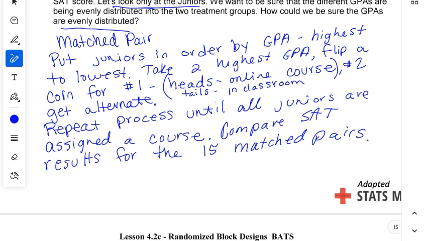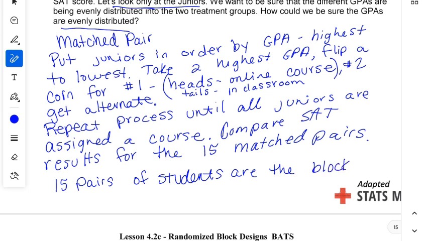So we don't have to draw this out. We can write it. And any of the ones that we draw, we could also write it to describe. You don't have to draw the figure. Okay, so we're going to put 15 pairs of students are the blocks. So this is called our matched pair design.